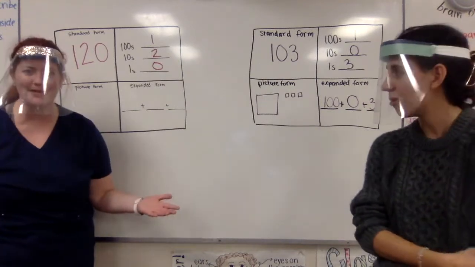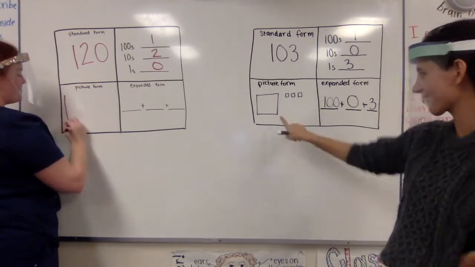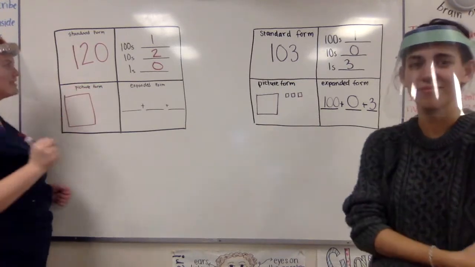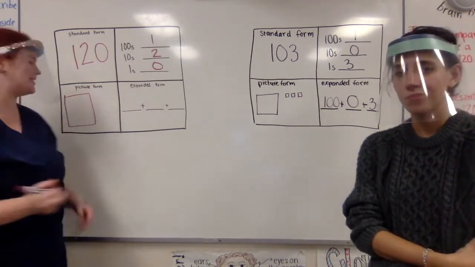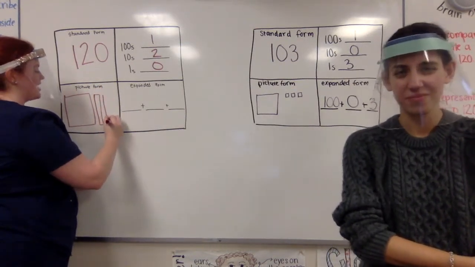Well, that tells me what to draw. 100, I know those 100 blocks are that big square, just like that. 2 tens, those tens are those long, skinny rectangles, just like that.